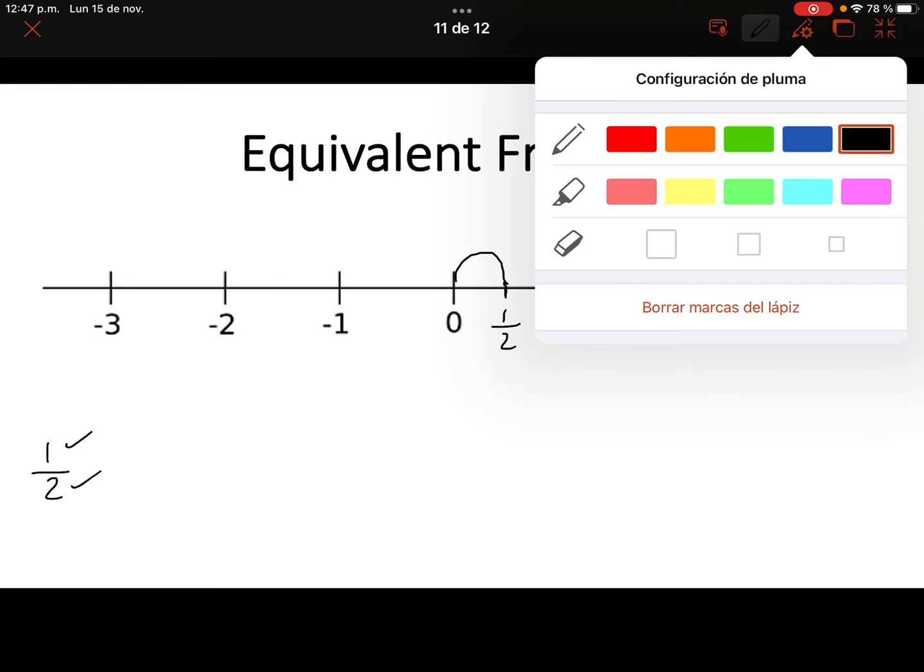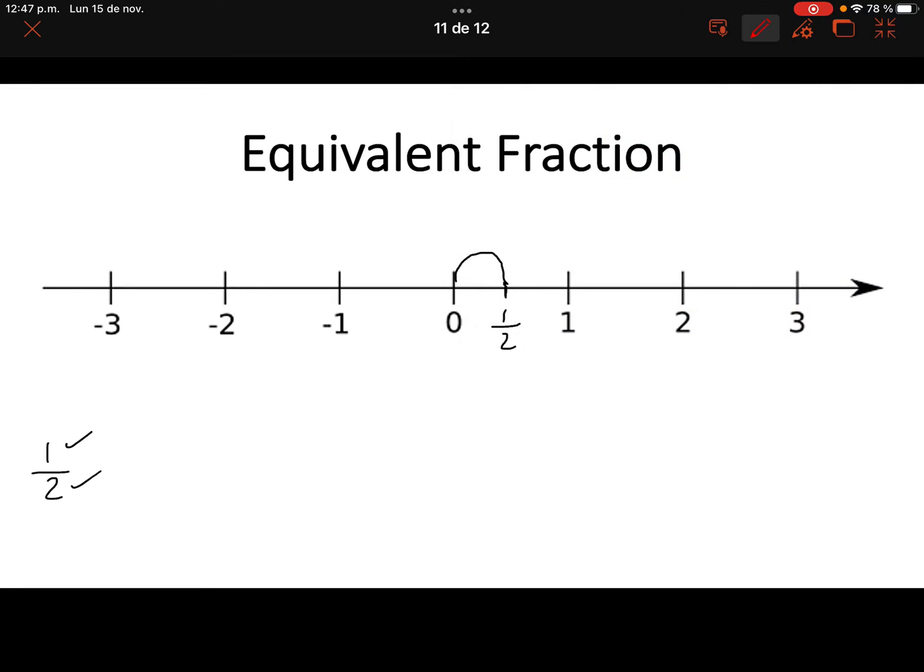Now, with a different color, let's plot this point: 2 over 4. Then 4 means the number of parts in which we have to divide the unit. The first unit is from 0 to 1. One more time, here is the first part, and now the half part and the half part. Now we divide the unit from 0 to 1 into 4 equal parts.